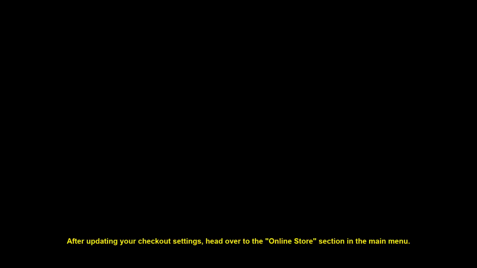After updating your checkout settings, head over to the Online Store section in the main menu. From there, select Themes to access the theme editor. Click on the Customize button next to your active theme. In the theme editor, navigate to the Products section.